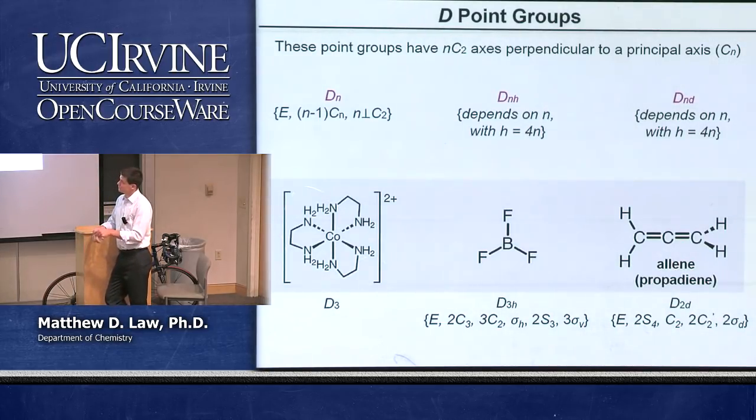Okay, and this is a nice example of D3. It basically looks like a propeller with 3 blades, and if you rotate the propeller by 120 degrees, you get the same guy back. You also have perpendicular C2 axes here, which is why it's a D point group and not something else. So here's one of the 3 perpendicular C2 axes.